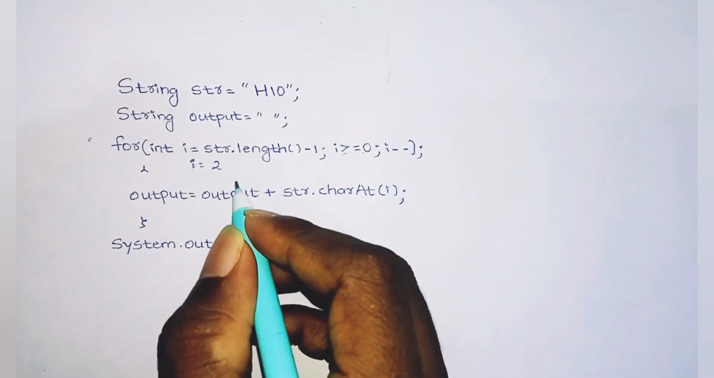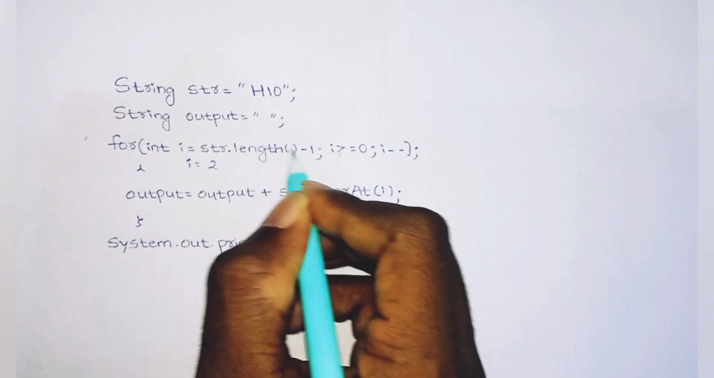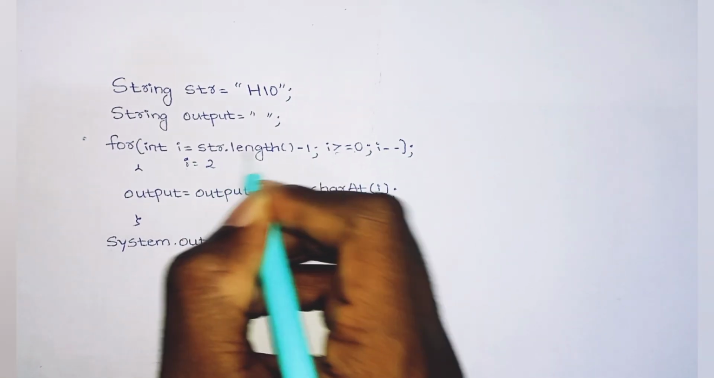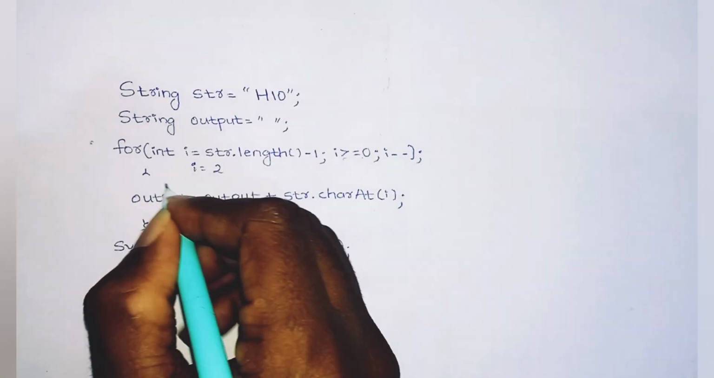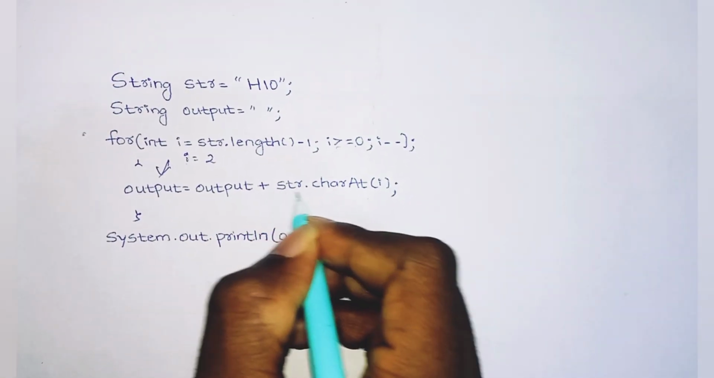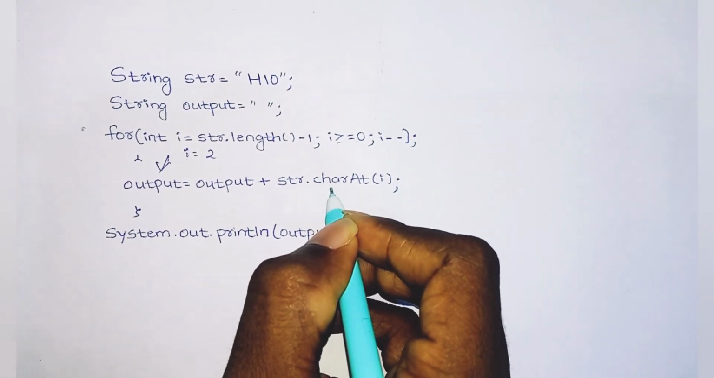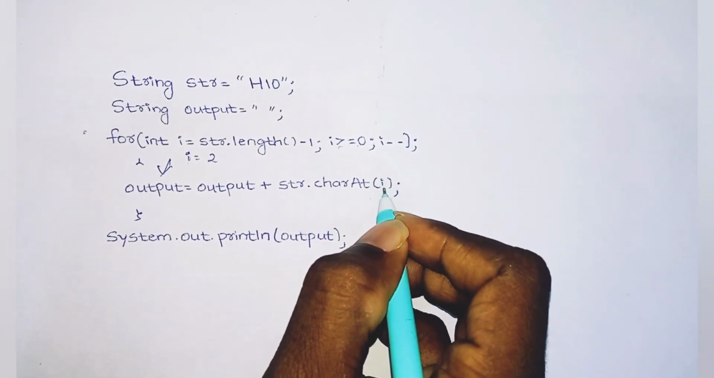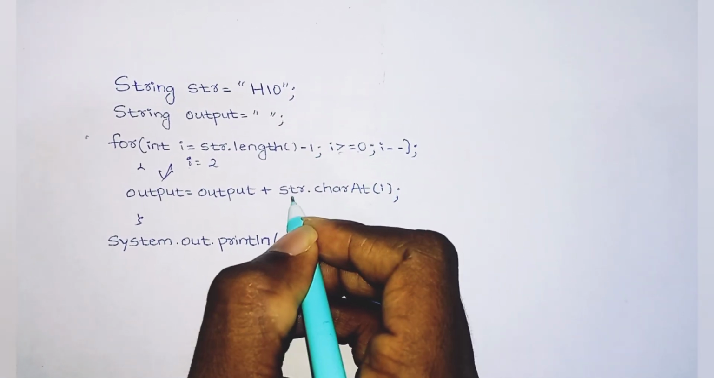Now we'll see how it actually works. At first i equals str.length minus 1, that is i equals 2. Then it checks the condition 2 greater than or equal to 0. The condition is true, so it enters the for loop. Now what happens? output equals output plus str.charAt(i). As we have seen, charAt of a particular index gives us the character at that index, which is a predefined method under the String class.